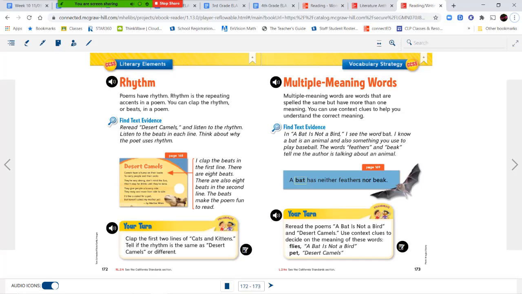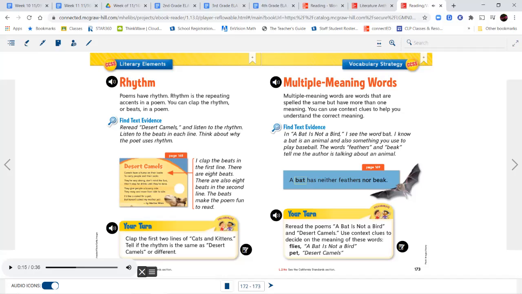All right, and we're going to review multiple meaning words one more time. Remember, these are words that have more than one meaning, and you figure out the meaning by using your context clues and looking at the words that are used around it. Multiple meaning words are words that are spelled the same but have more than one meaning. You can use context clues to help you understand the correct meaning.